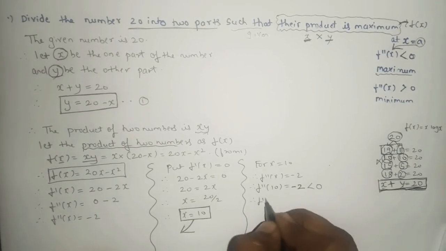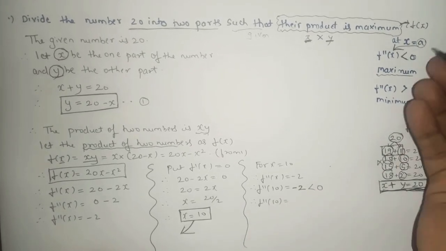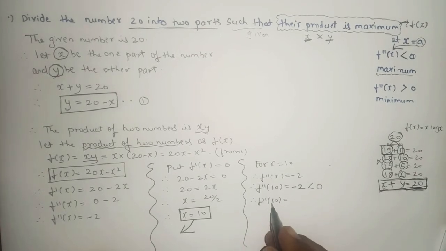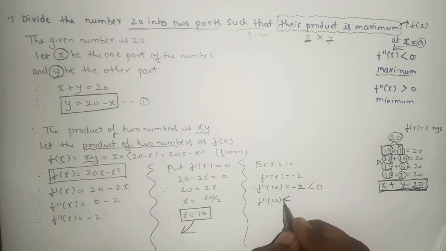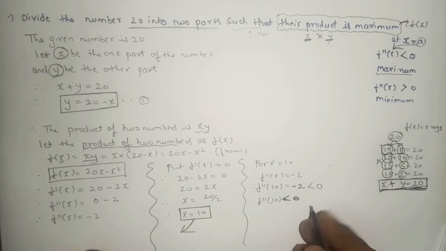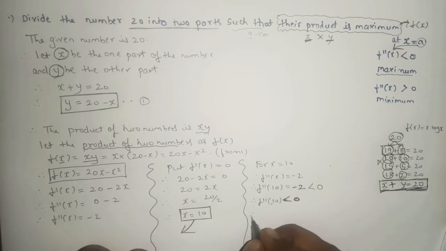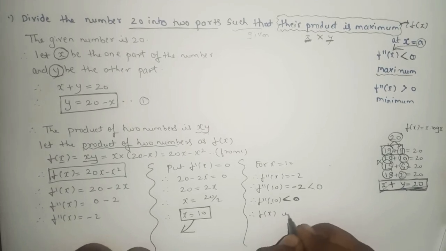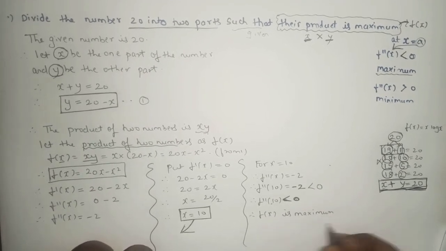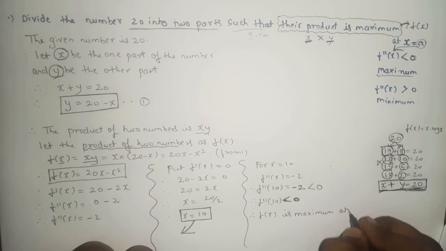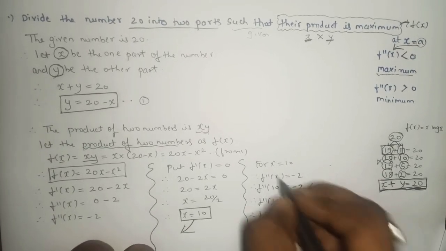And if it is less than 0, we know that after substituting the value of x in the second derivative test, if the function is less than 0, we can say that the function is maximum. Yes or no? We write it like this: the function is maximum at x equals 10.